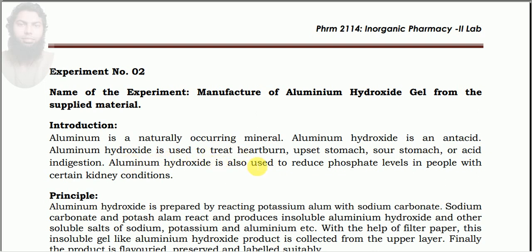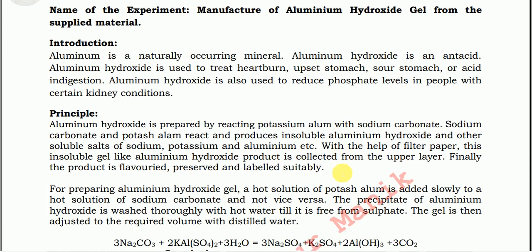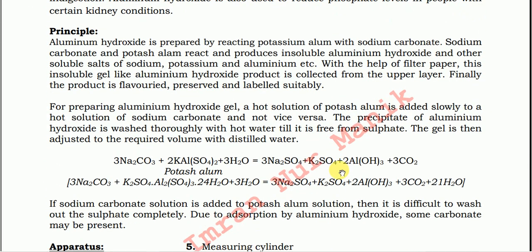So aluminum hydroxide is also used to reduce the phosphate level in people with certain kidney conditions. Okay, now let's move on to the principle. Before reading the principle, I am showing you the reaction that is the basic principle for the production of aluminum hydroxide gel. In the reaction, you can see that 3 moles of sodium carbonate react with 2 moles of potash alum in the presence of water and produce 3 moles of sodium sulphate, 1 mole of potassium sulphate, and 2 moles of aluminum hydroxide along with carbon dioxide.